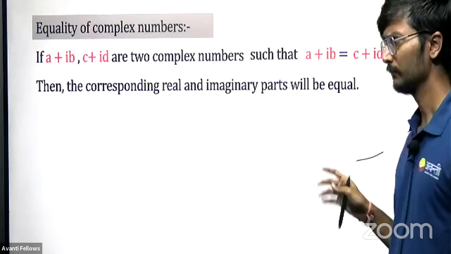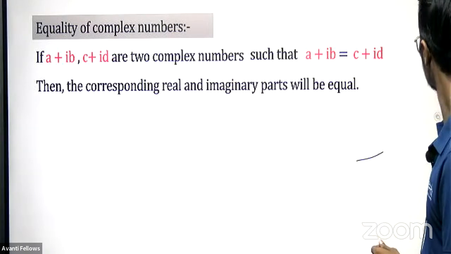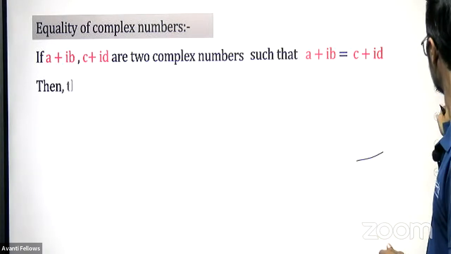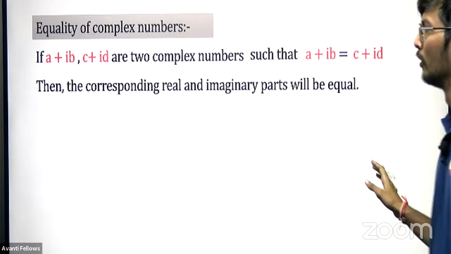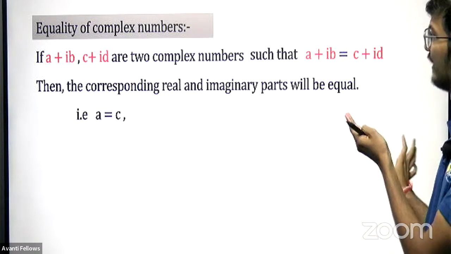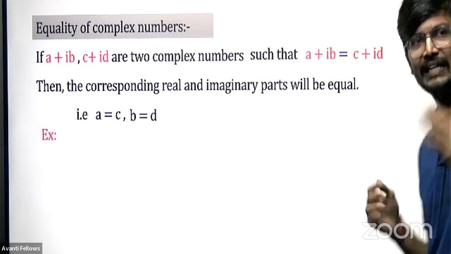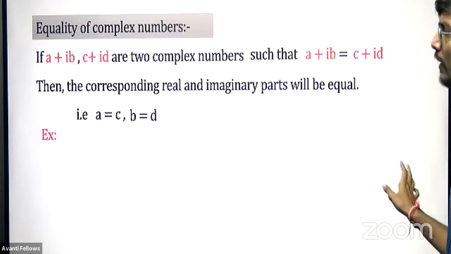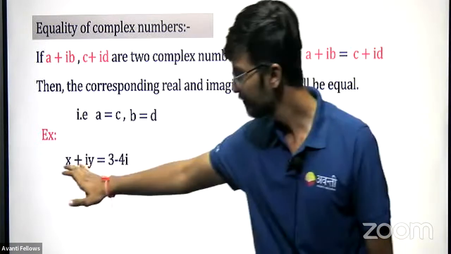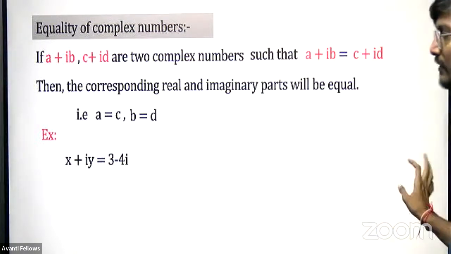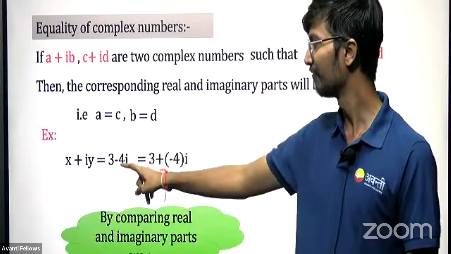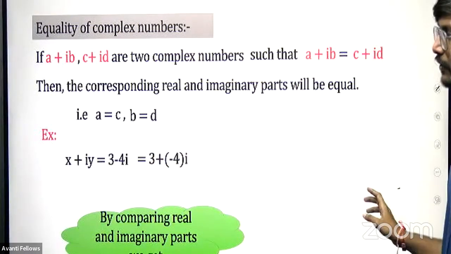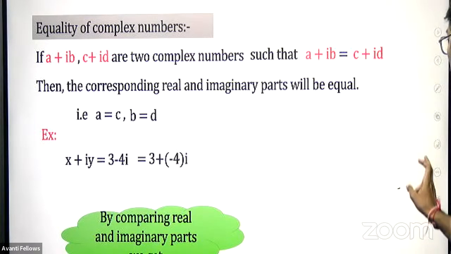Got it? So next, a and c are equal and b and d are equal, as we discussed. Let's see the example. Here, if x plus iy equals 3 minus 4i, then by equality I can say x equals 3 and y equals minus 4. I hope you got it.